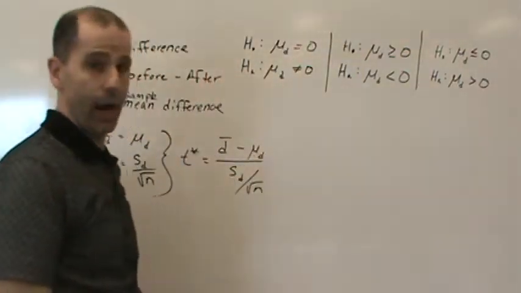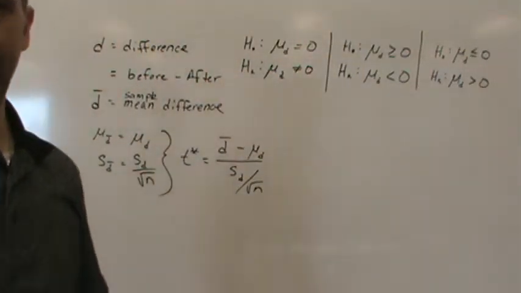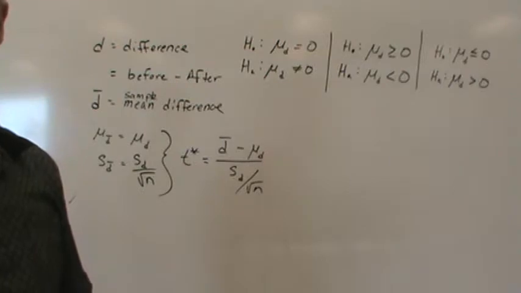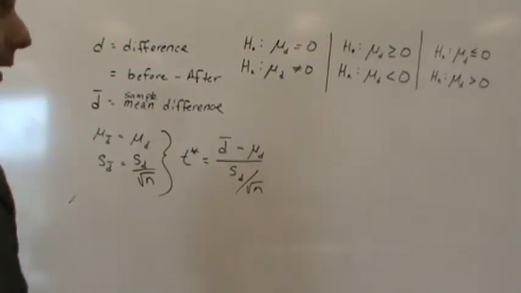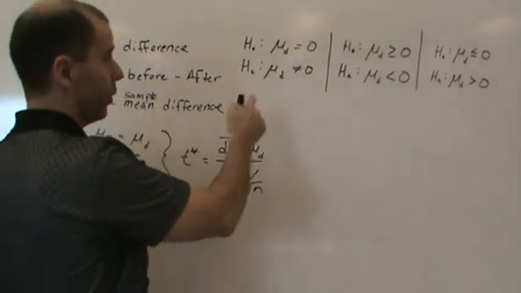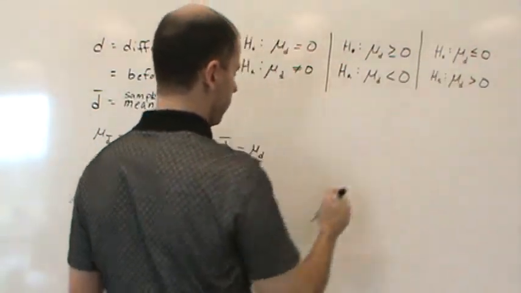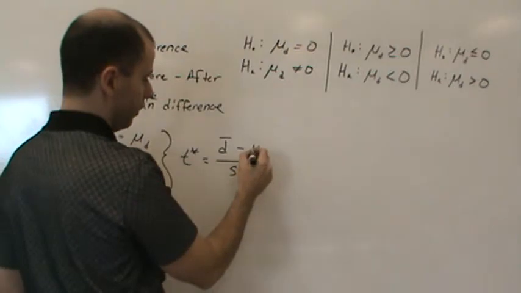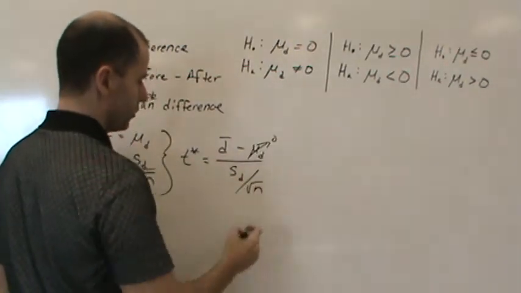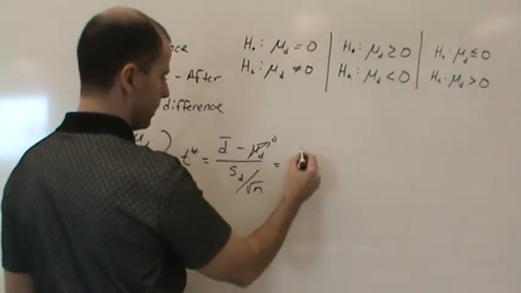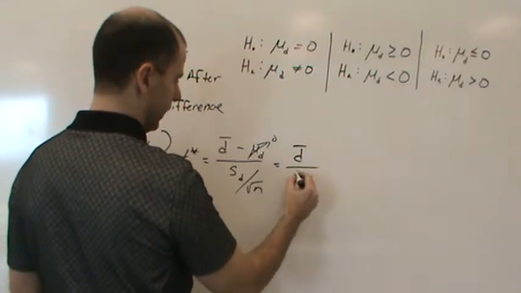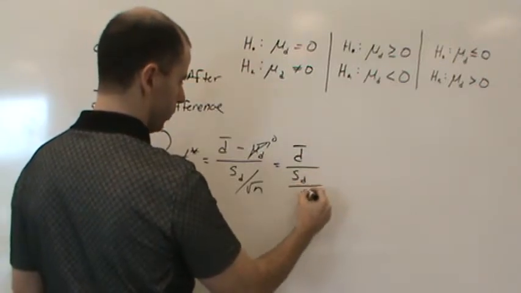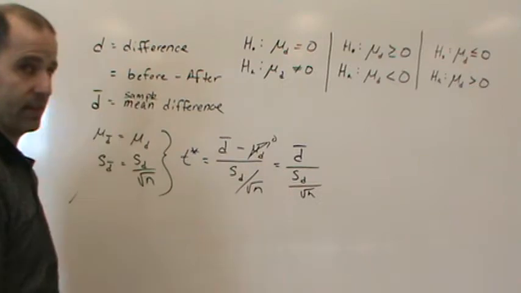So, and again, why? Because we're looking at the differences, right? So under the null, now notice under the null, we're always going to assume that the mean of all of the differences is 0. So this goes away. And so what happens is we just get d bar divided by s sub d over the square root of n. And that's our test statistic.